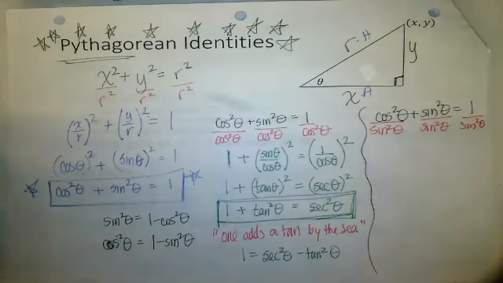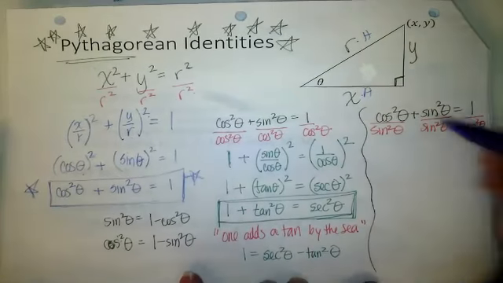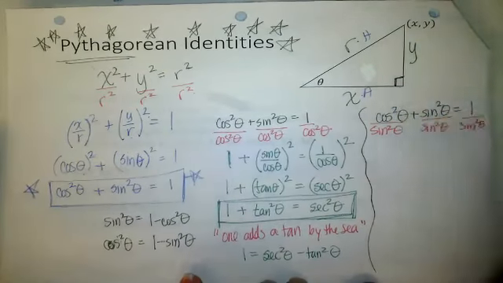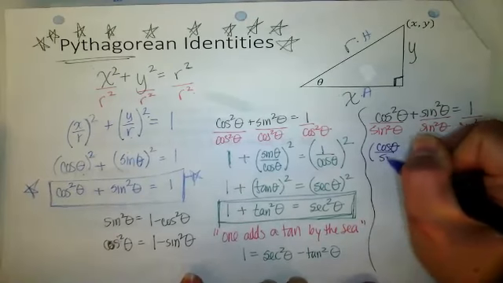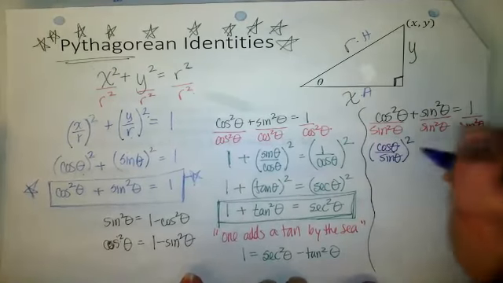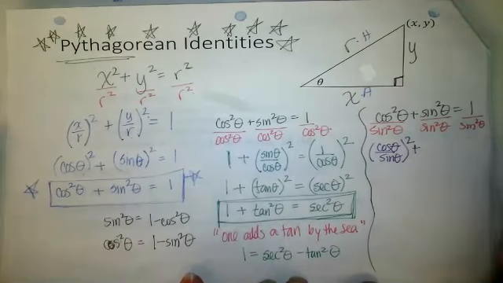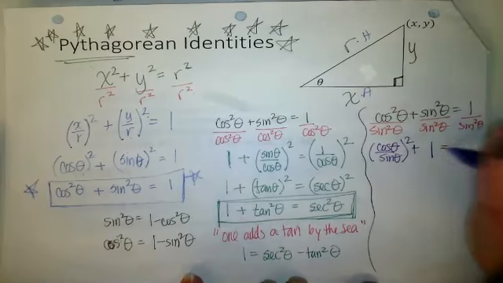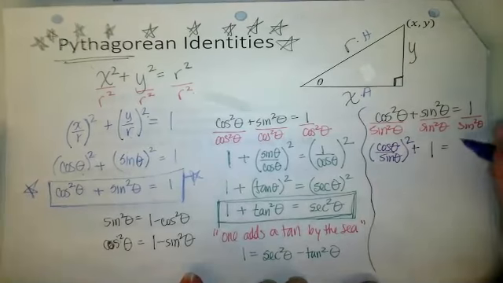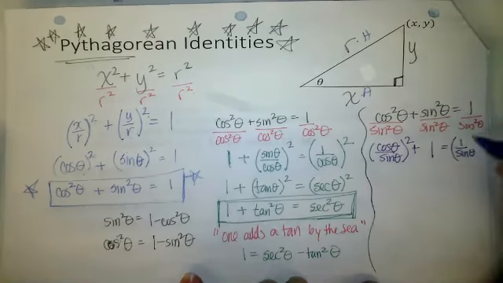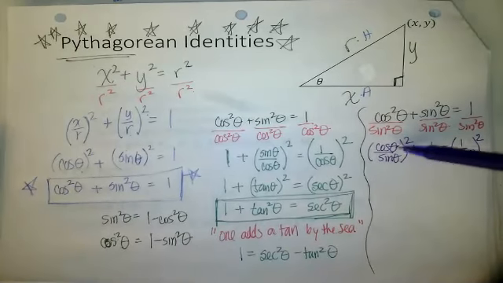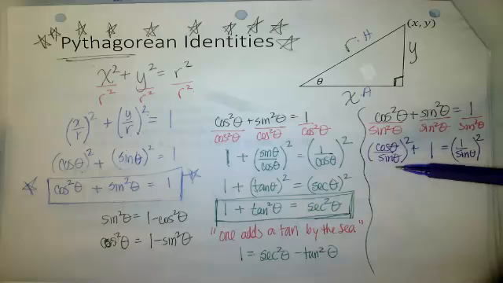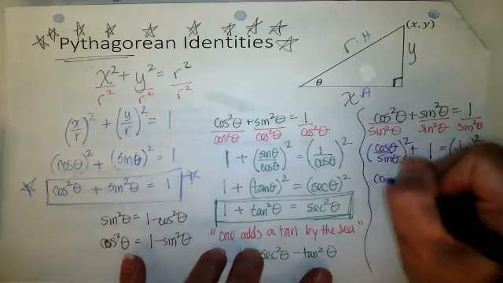I haven't used purple yet. Okay. So again, cosine squared theta over sine squared theta. That's really just cosine of theta over sine theta, quantity squared. And what's sine squared over sine squared? 1. And 1 over sine squared is really just 1 over sine, quantity squared. And again, we just learned this. What is cosine over sine? Cotangent.